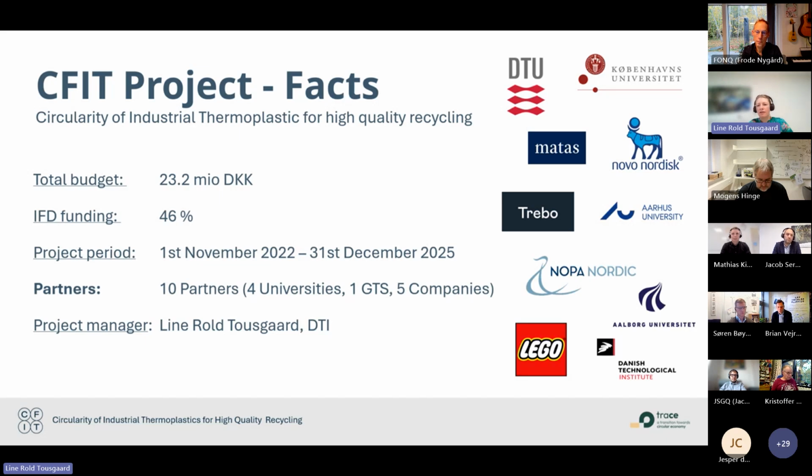We have different products we are looking into. So there's toys from Lego and medical devices from Novo, and also the packaging from Mathias and Novo Nordisk. Then Trebo has a sorting technology for separating material. And then from the universities, we have many different research areas as well. So with this partnership, we really have a broad knowledge and insight, and it has been a huge potential within this project, but it has also made it a little bit challenging to find the right focuses and how we find the best way to dig deep into what really matters.